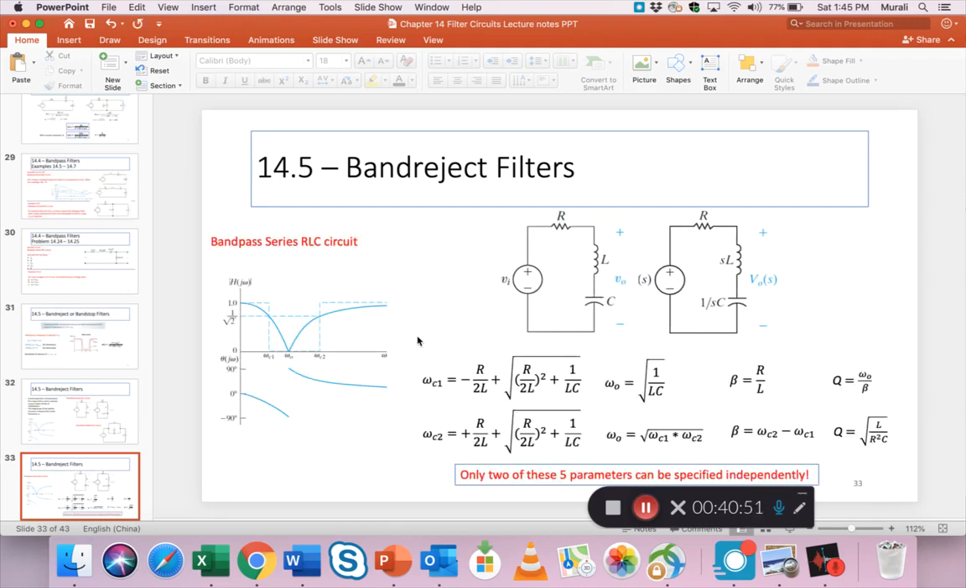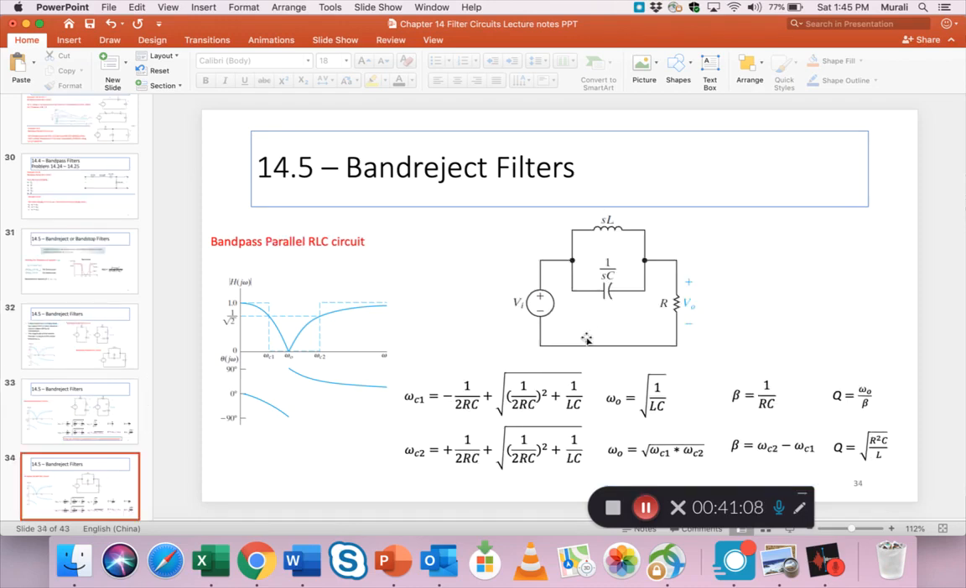Okay, so here is a summary of all the formulas for a series circuit. How do you find omega 0? How do you find beta? How do you find Q, quality? How do you find omega C1, C2? The formulas are here.